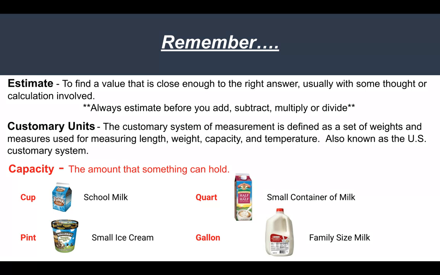And today we learned about capacity, the amount that something can hold. We have a cup, which is about like your school milk container. A pint, which is a container of small ice cream. A quart would be a small, skinny container of milk. And a gallon, which is your family size milk.